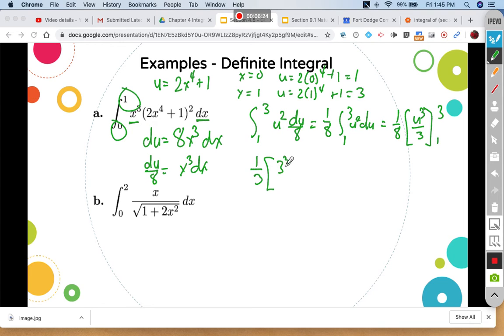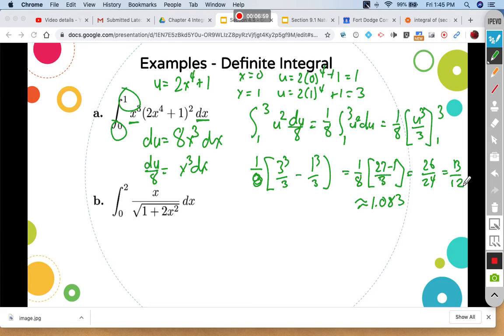So we got 3 cubed over 3 minus 1 cubed over 3. Why is this a 3 here? That's an 8th. We have 1/8 times, what do we got? 27 minus 1 over 3 is 26 over 24. And that's approximately 1.083. Or you can make that 13/12 if you want.